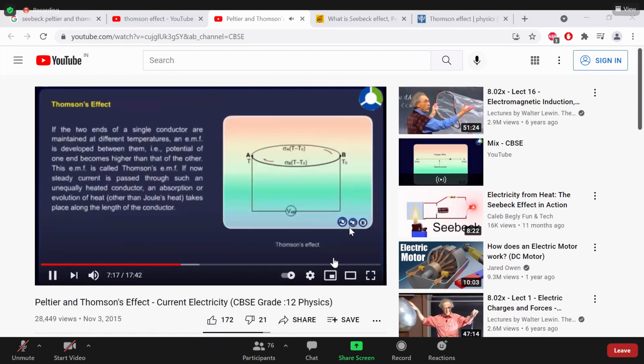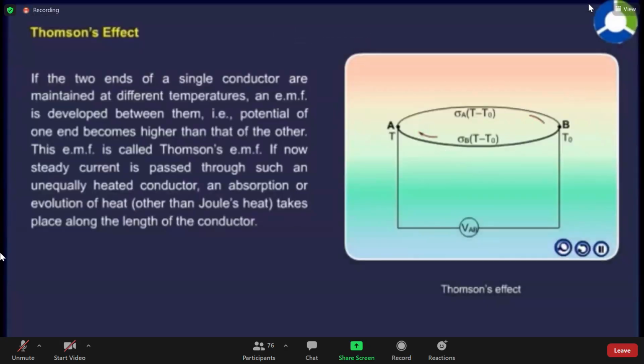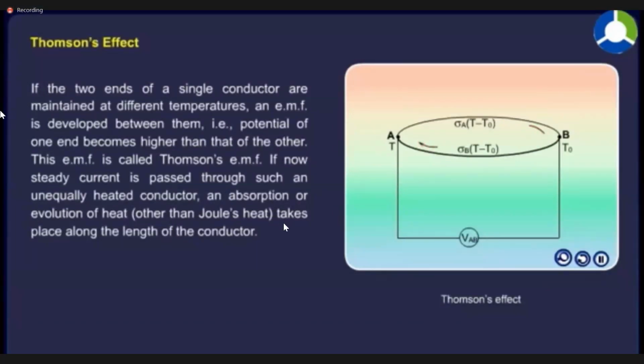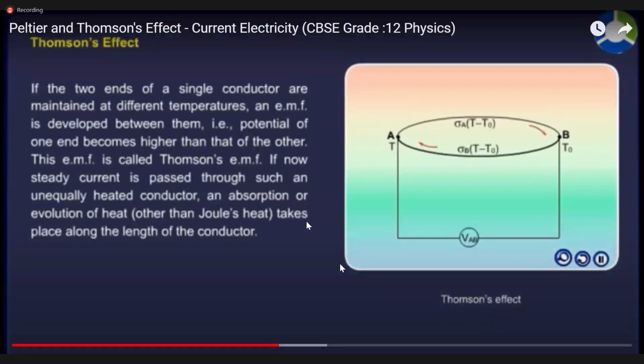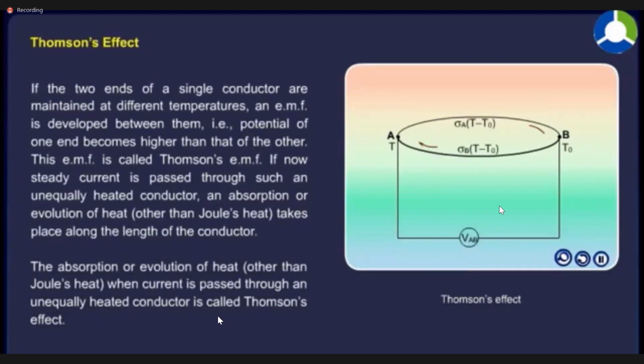Two ends of a single conductor are maintained at different temperatures and electromotive force is developed between them, that is, potential of one end becomes higher than that of the other. This electromotive force is called Thomson's electromotive force. If now steady current is passed through such an unequally heated conductor, an absorption or evolution of heat takes place along the conductor. The absorption or evolution of heat other than Joule's heat when current is passed through an unequally heated conductor is called Thomson's effect.